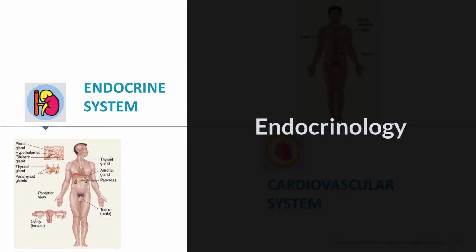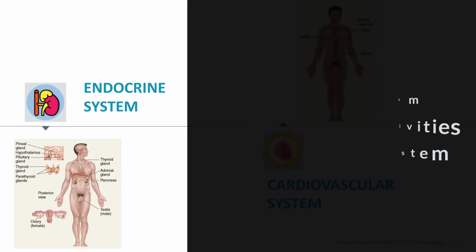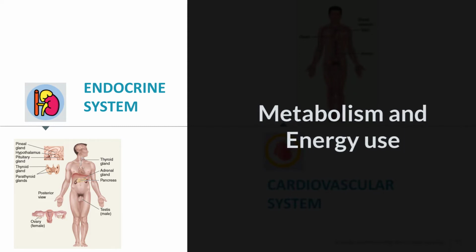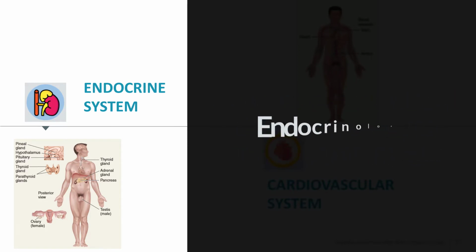The endocrine system has several functions, such as directing long-term changes in the activities of other organ systems. It also adjusts metabolic activity and energy used by the body, and it controls many structural and functional changes during development. Endocrinologists are medical doctors who have specialized training in the endocrine system and can help diagnose, treat, and manage the illnesses that can arise when hormone imbalances or endocrine gland problems occur.